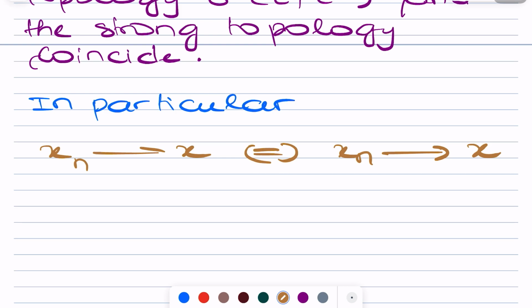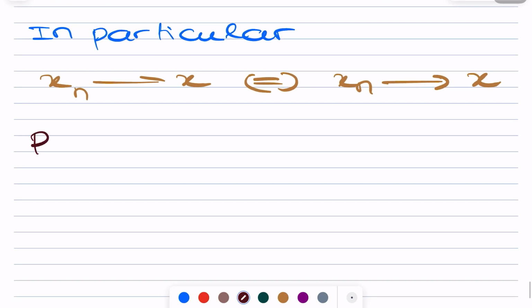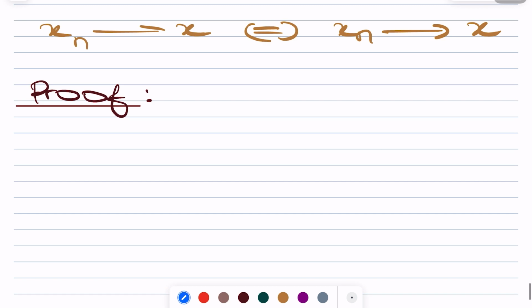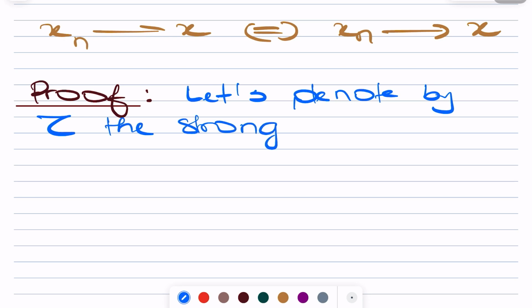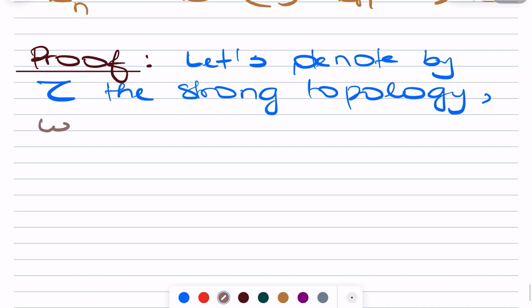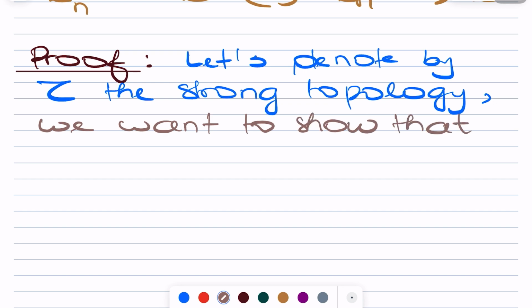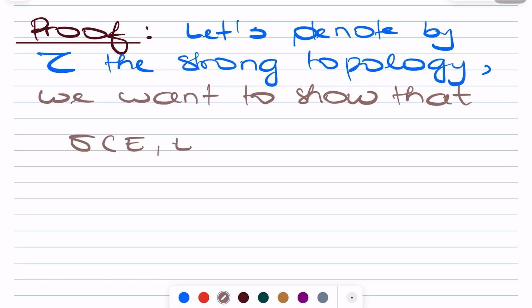Okay, proof. So let's have a proof of this. We will denote by tau the strong topology, or the usual topology. So we want to show, it's always good to write what you are trying to show, so you don't get lost, that the weak topology coincides with the strong topology. So you have a kind of equality.